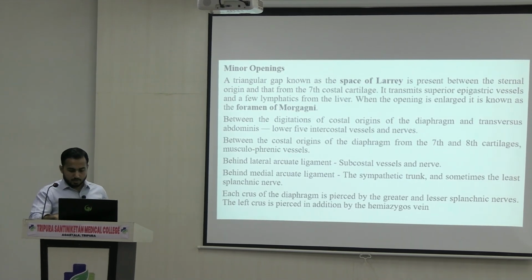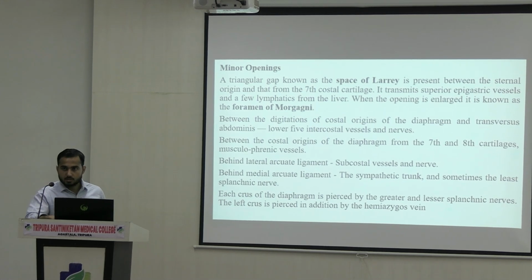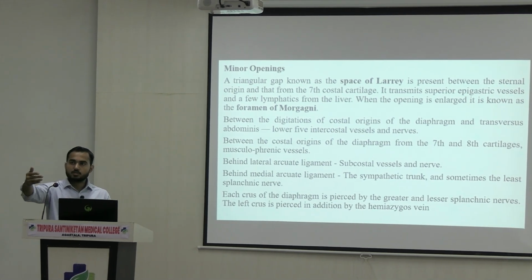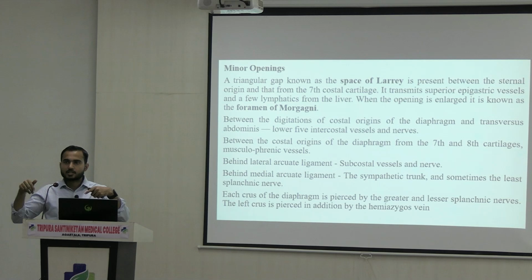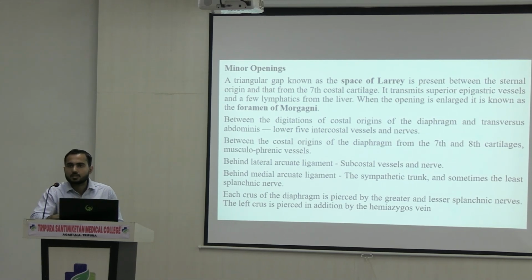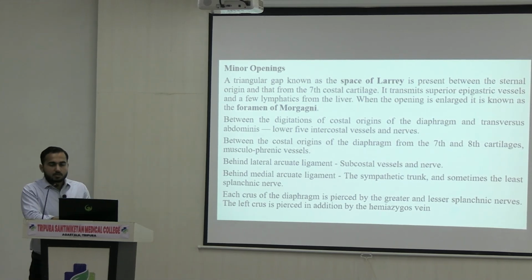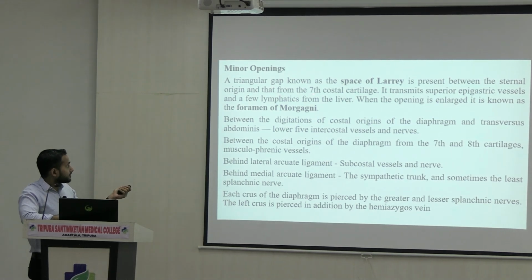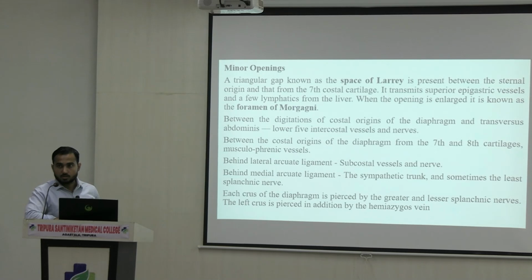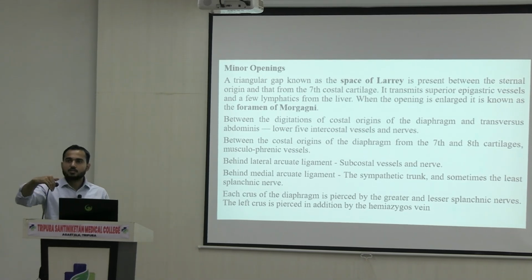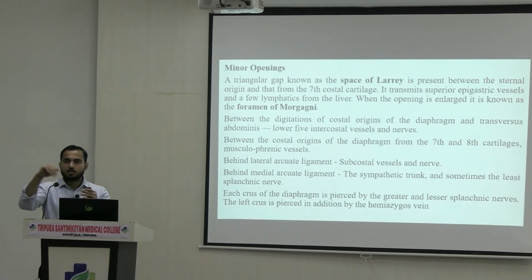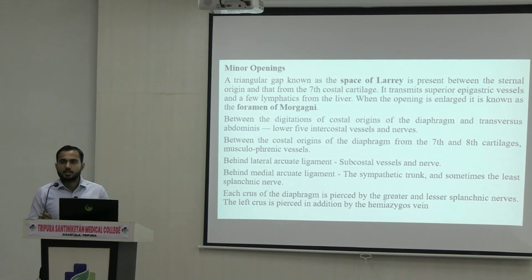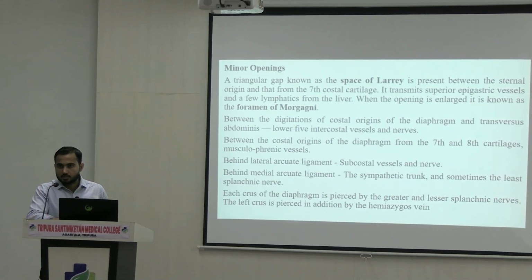Okay, next minor openings. I have already shown you the minor openings. So how will we study? We will go from anterior to posterior by the lateral aspect. Then you can see the different minor openings. First, the minor opening present anteriorly is called the space of Larrey, which is a triangular gap present between the sternal origin and the 7th costal cartilage. That means anterolaterally, between the sternal origin and the 7th costal cartilage, on both sides, a small triangular space is there, that is called the space of Larrey.